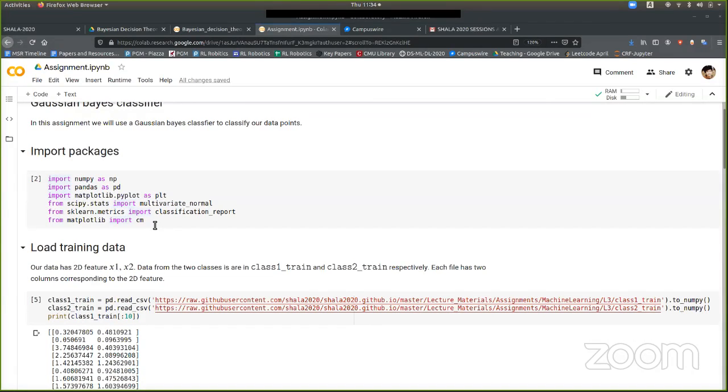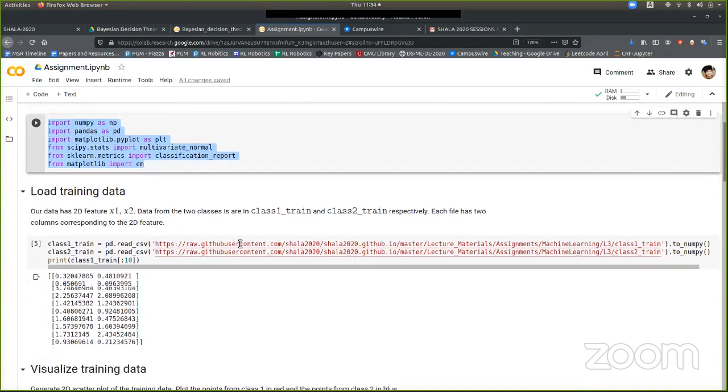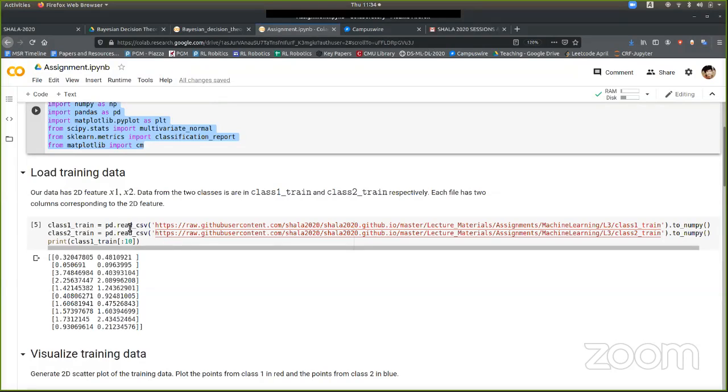All the packages are already imported in this case, and the data is also loaded. So the data is in two files. One is class 1 train and the second is class 2 train. And class 1 train contains two columns and class 2 train also contains two columns.